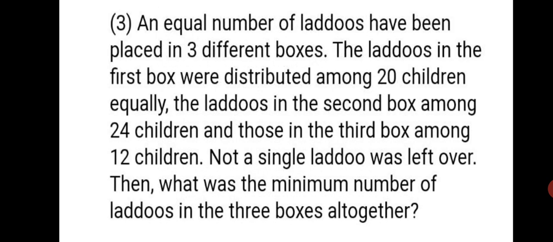Third sum. An equal number of laddus have been placed in 3 different boxes. The laddus in the first box were distributed among 20 children equally, the laddus in the second box among 24 children, and those in the third box among 12 children. Not a single laddu was left over. Then what was the minimum number of laddus in the 3 boxes altogether?